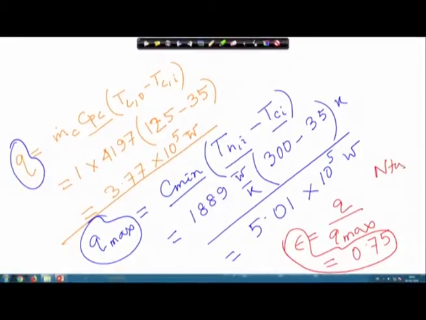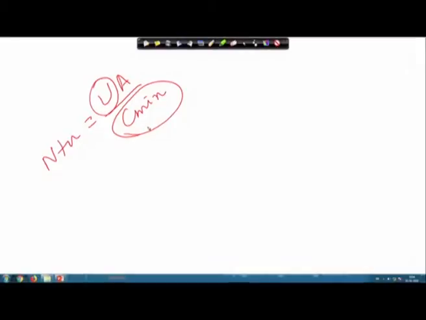So once we know the NTU, we will be able to find out. NTU is given as UA by C min, and we have already been told about the U and C min we have already calculated, and if we can estimate the NTU, then we will be able to find out the A. Now we already have the knowledge of epsilon to be 0.75.